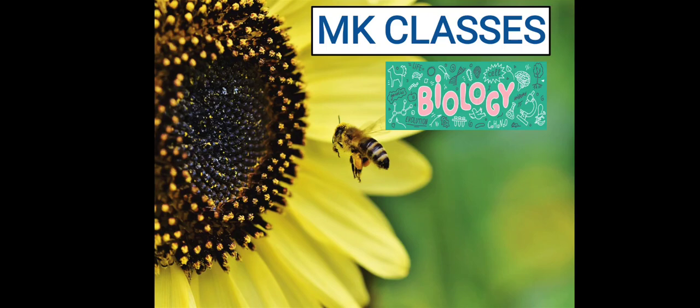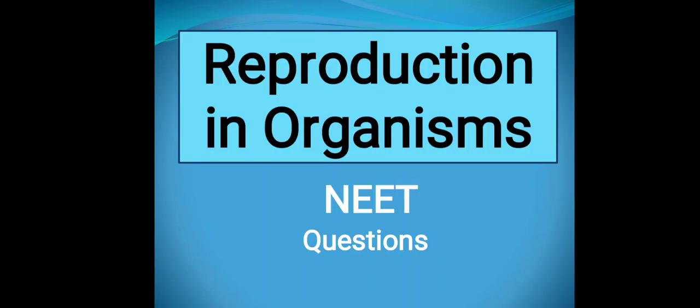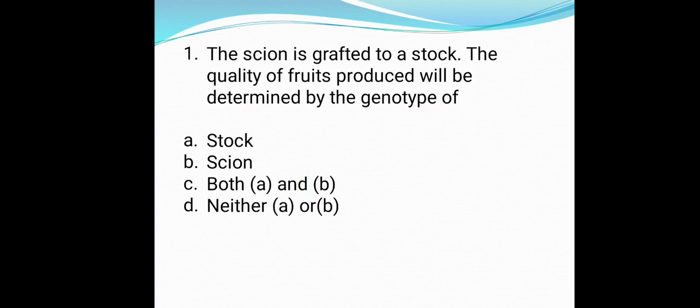Today I am going to solve the still more important NEET questions of the chapter Reproduction in Organisms. So here we go with the first question. The scion is grafted to a stalk. The quality of fruits produced will be determined by the genotype of.